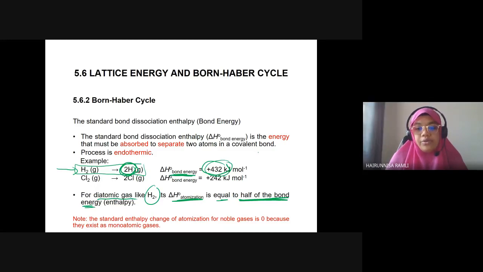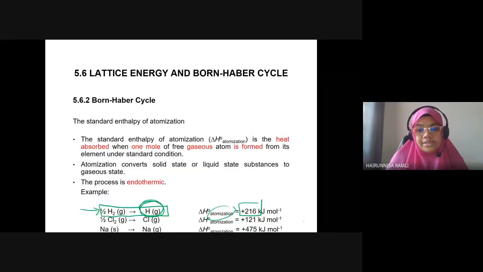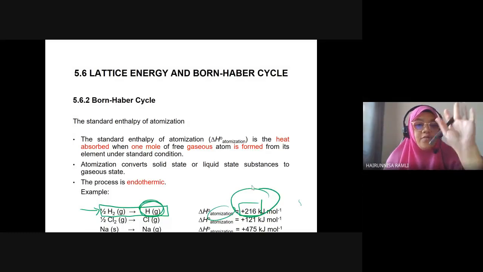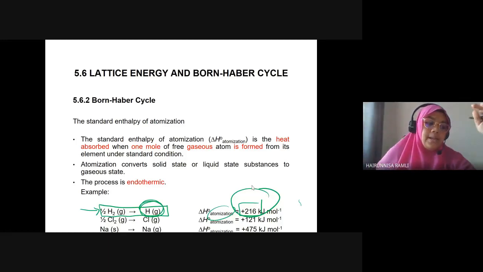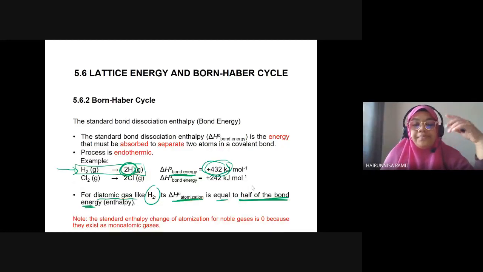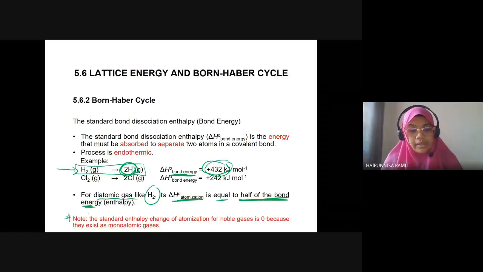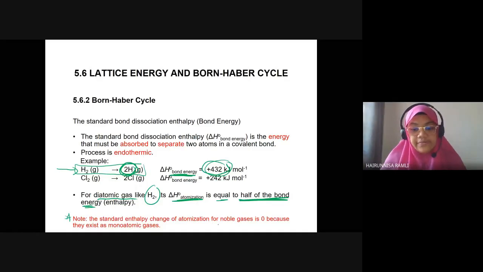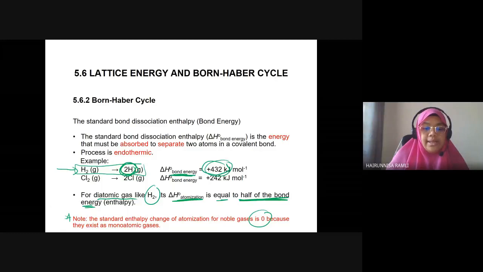432 divided by 2 gives you the value of atomization, which is 216. Okay, clear. So hopefully you won't be confused when you get an equation like this. You can read the notes below. The standard enthalpy change of atomization for noble gases is 0 because they exist as monoatomic gases. Since they are already monoatomic, they're very stable, so that's why the value is just 0.